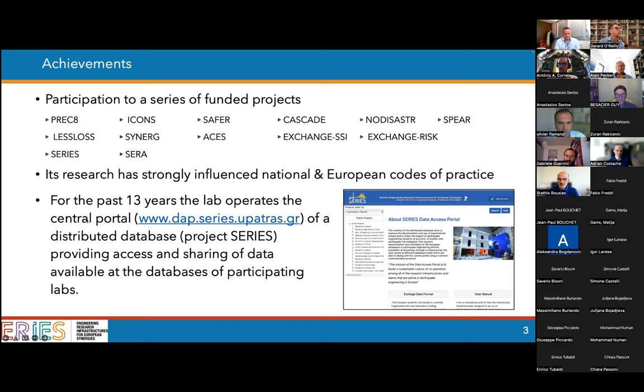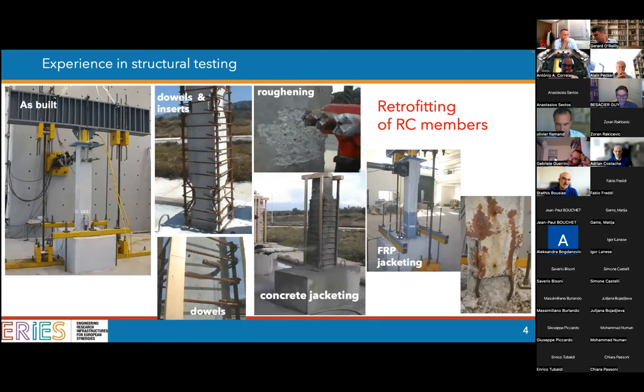For the last 13 years, the lab also operates the central portal, the distributed access portal of the database that was created and used ever since in the project series. This database is a collection of local databases residing at different labs, providing access to experimental data of all the labs which participated in past projects, and this will happen also in ERIES. Each lab maintains its own node and stores the local data there, and then through a central portal, a user can identify the required testing data and download it from the respective sites.